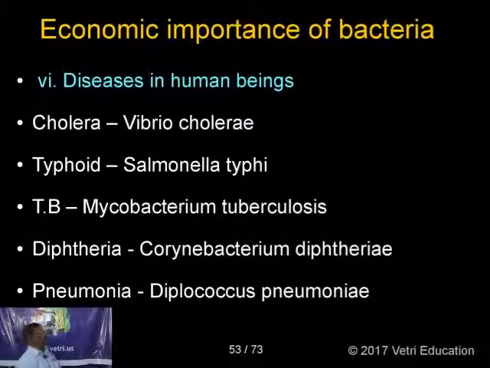Diseases in human beings: cholera, Vibrio cholerae. This is water contaminated. We can have this cholera disease, as I told you already. These are spoiling the water, Vibrio cholerae. So this is a water contaminating disease. And typhoid by Salmonella typhi, TB, Mycobacterium tuberculosis, and diphtheria, Corynebacterium diphtheriae, and pneumonia fever, Diplococcus pneumoniae, pneumonia causing bacteria. So cholera, typhoid, TB, diphtheria, and pneumonia are some of the diseases.